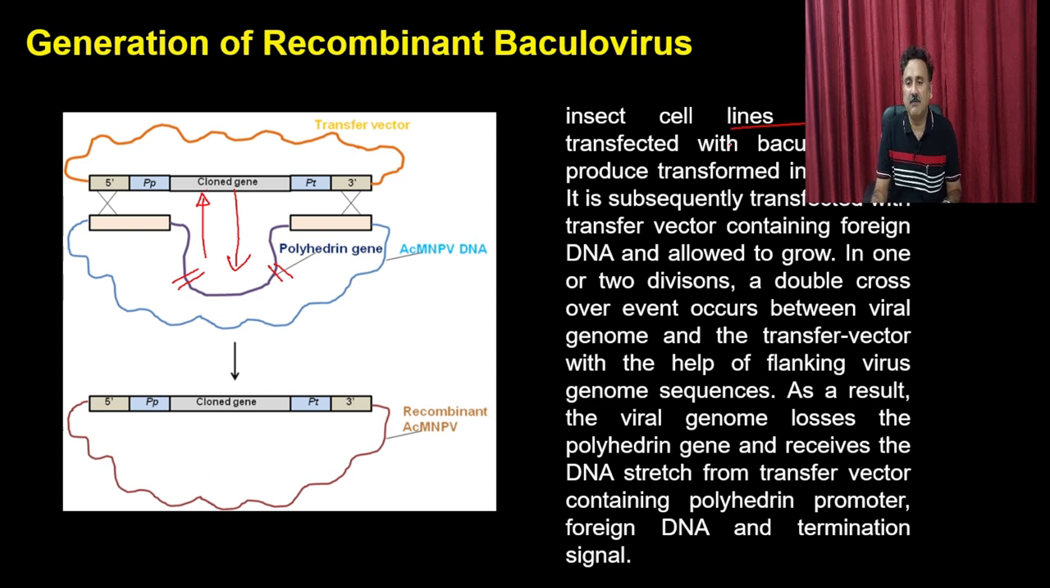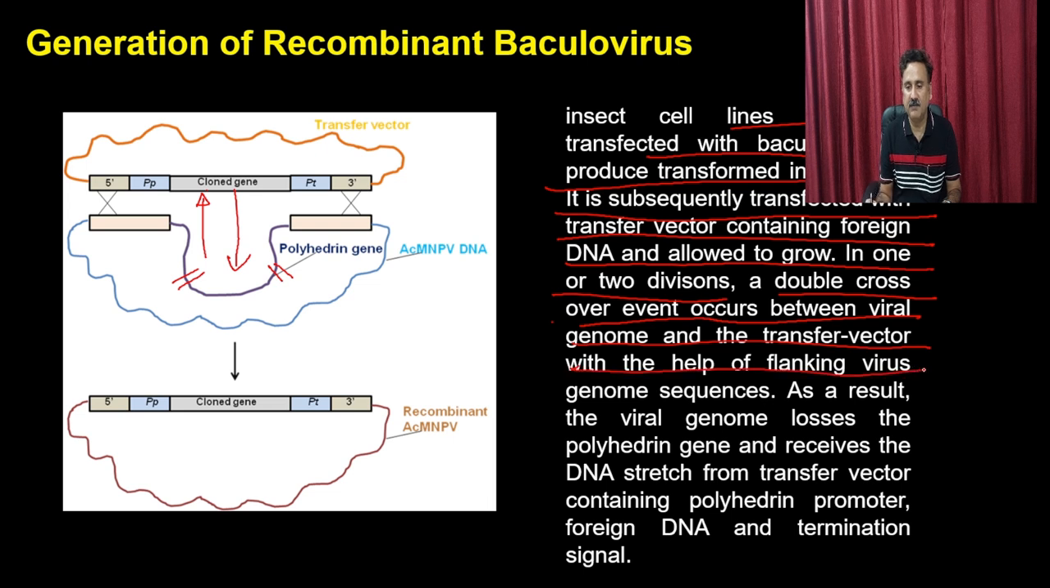Insect cell lines are first transfected with the baculovirus to produce the transformed insect cell line. It is subsequently transfected with the transfer vector containing the foreign DNA and allowed to grow. In one or two divisions, a double crossover event occurs between the viral genome and the transfer vector with the help of the flanking viral genome sequences, right? These are the flanking sequences that are present.